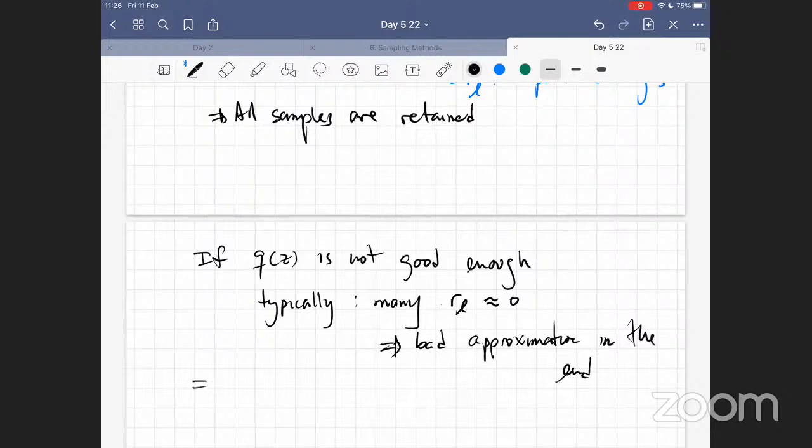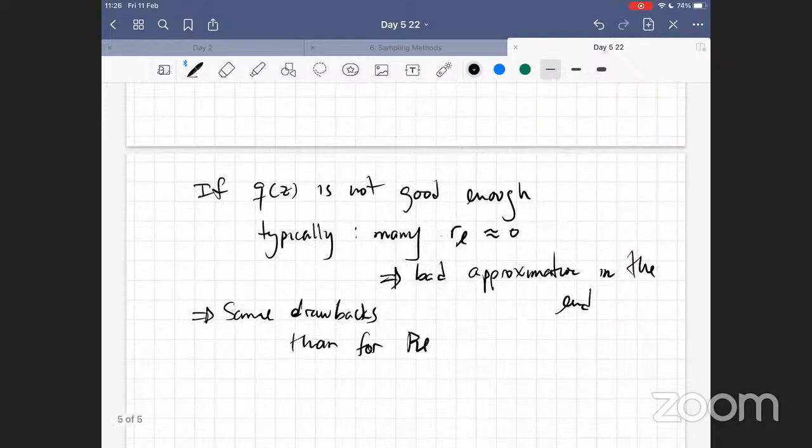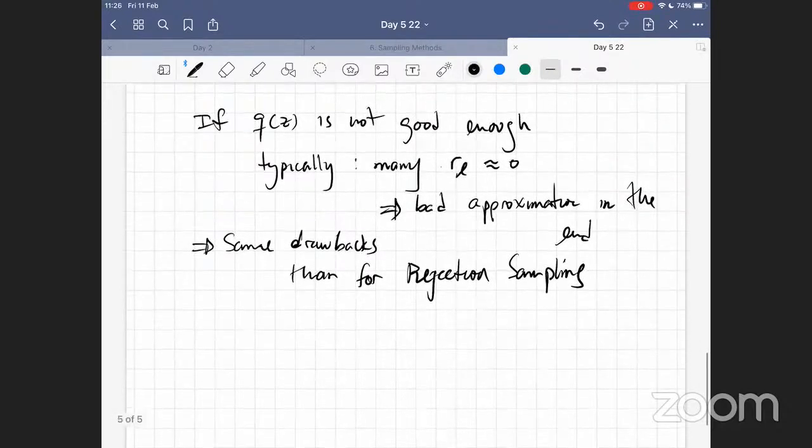And in general, it has the same drawbacks as the previous strategy, rejection sampling. Okay. So that's why I will now present to you the other method, the one to which we will dedicate the rest of the lecture, which is Markov chain Monte Carlo.